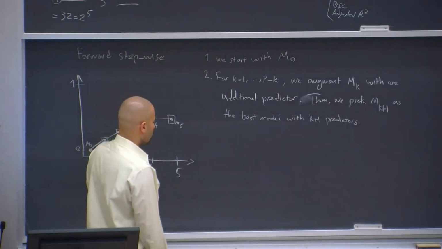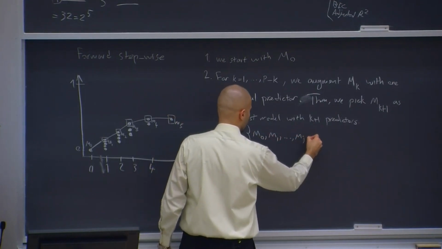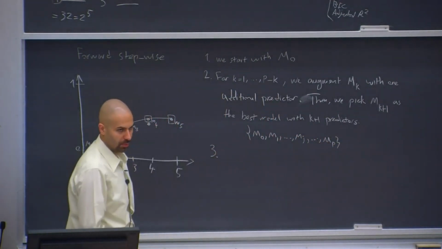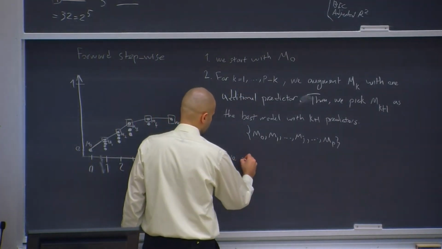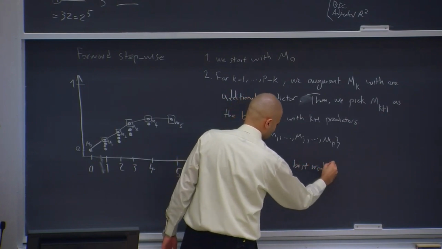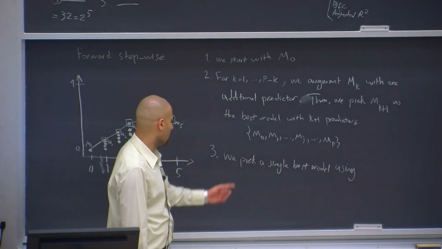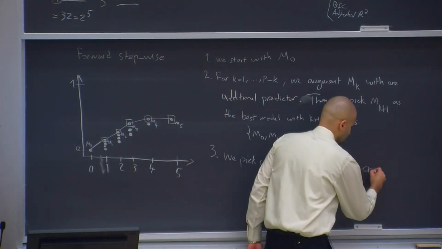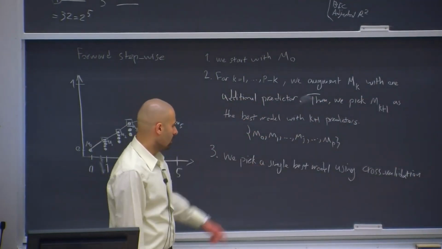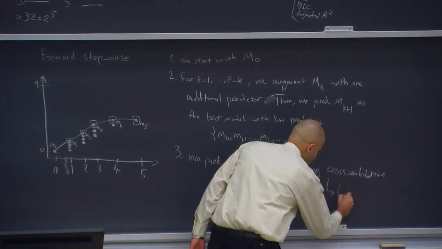After step 2, we're going to have M0, M1, all the way to Mp. And there's going to be a step 3 similar to step 3 from best subset selection. So we use a cross-validation procedure to pick the single best model out of these. So again, in cross-validation, there are a couple of other alternatives.